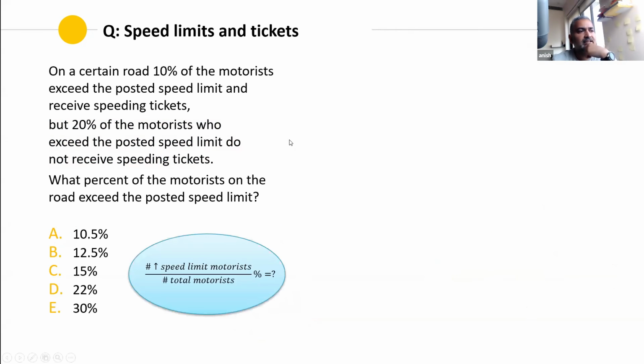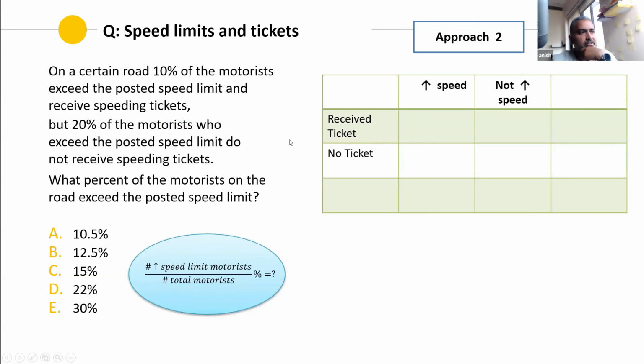All right, let's discuss another approach, double matrix. So motorists who exceeded the speed limit, who did not exceed the speed limit, those who received tickets, those who did not receive tickets. Now let's see. Again, we'll assume that the total number of motorists is 100. Now let's get into it. What's this 10%? Those people who exceeded the speed limit and received tickets. So what cell would that 10% represent? This one here. 10% of all motorists. So 10% of 100, that's 10.